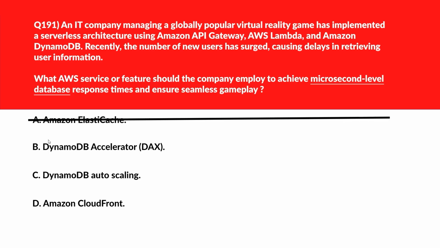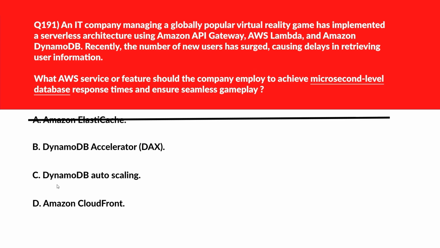Let's look at option B. B says DynamoDB Accelerator, known as DAX. DynamoDB Accelerator is built for DynamoDB, as the name suggests, right? It will accelerate the database in a nutshell. And DynamoDB Accelerator uses in-memory caching to achieve microsecond level response times for read heavy workloads. Let's keep this because that's what we need as per the question.